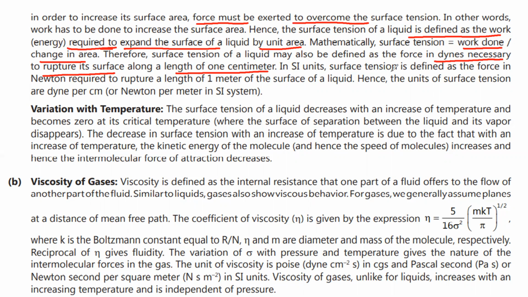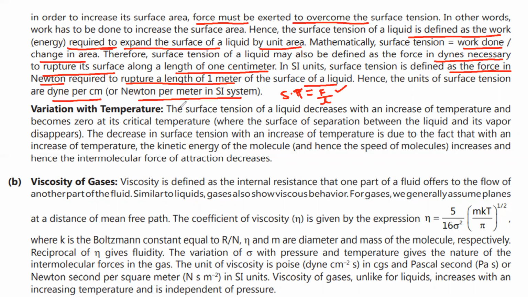In SI units, surface tension is defined as the force in Newton required to rupture a length of 1 meter of the surface of a liquid. Hence, the unit of surface tension is dynes per centimeter in the CGS system and Newton per meter in the SI system. It is just related to pressure. Pressure is equal to what? Force by area. Here it is nothing but force by length. Surface tension is equal to force by length, so Newton per meter.